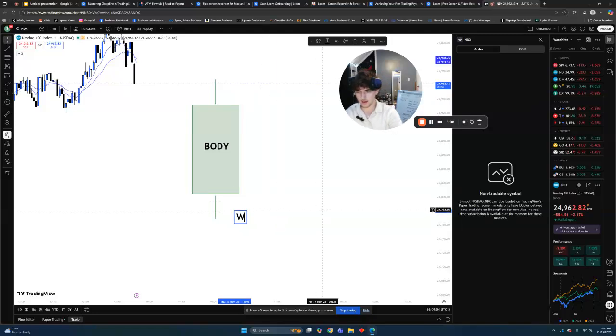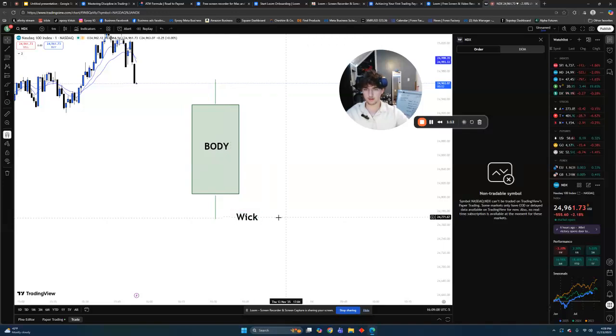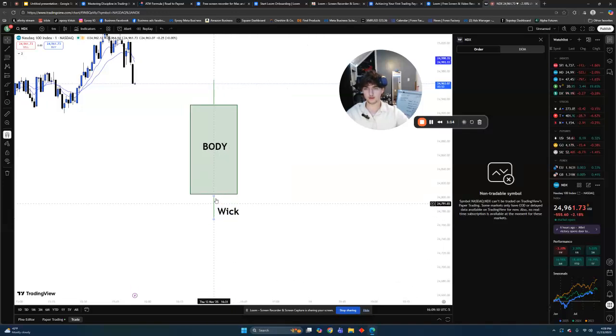Okay, and then this is a wick. Okay, this on the bottom here is a wick. This little smear right here is a wick. Okay, and then same thing up here. This is the top wick. Okay, so what are the wicks? The wicks are the high of that candle and the low of that candle. So the body shows where price opened, everything in between, and where it closed.